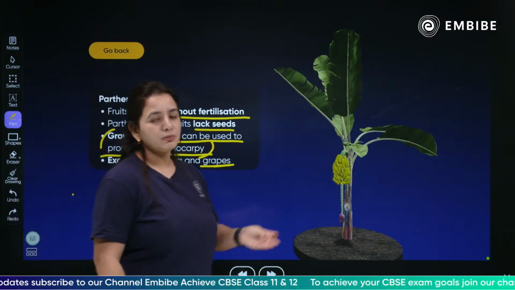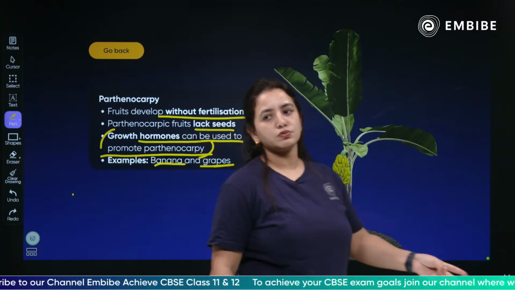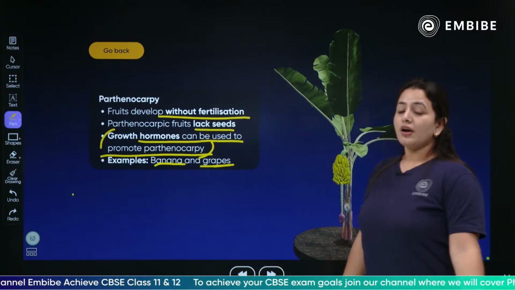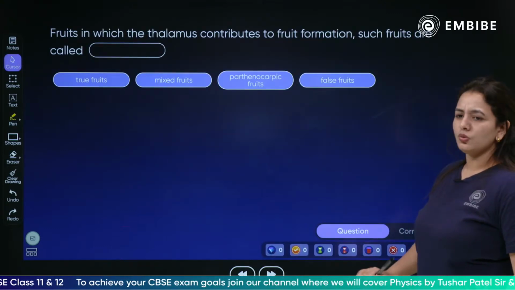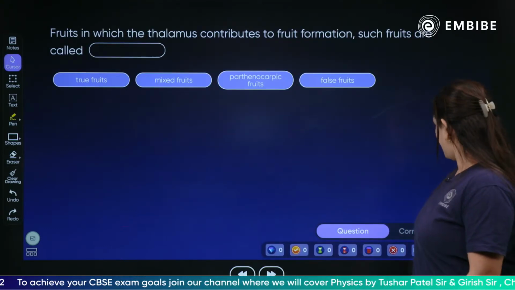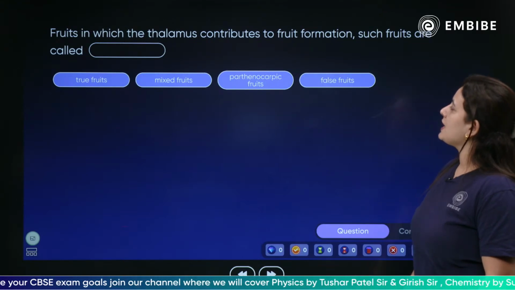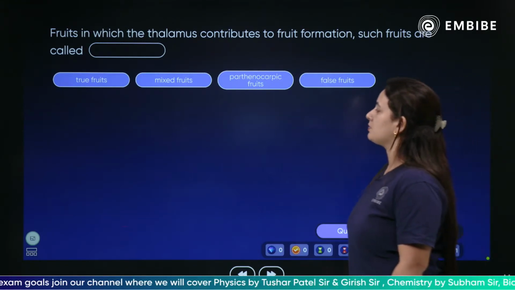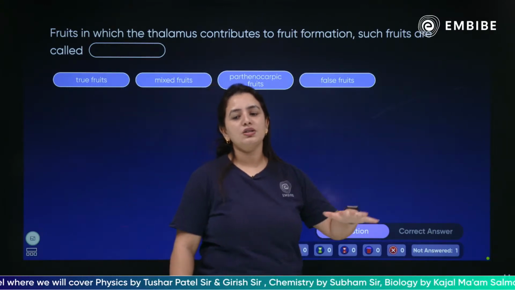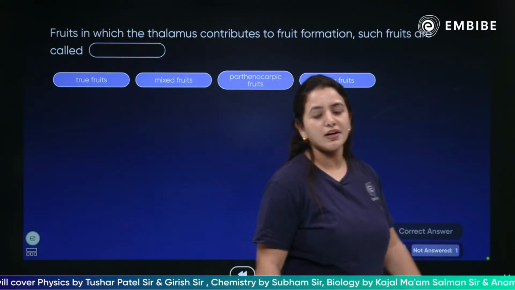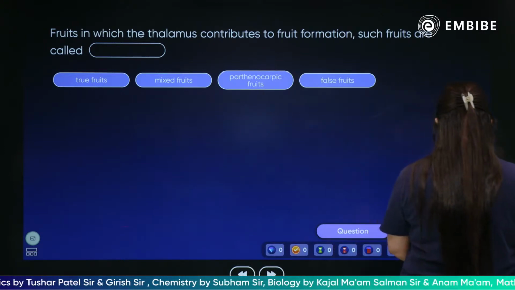Clear now? What is parthenocarpy? What are true fruits? What are false fruits? Okay, let's solve a quiz. Next we have a quick quiz. Fruit in which the thalamus contributes to the fruit formation, what do we call it? What according to you is that kind of fruit?